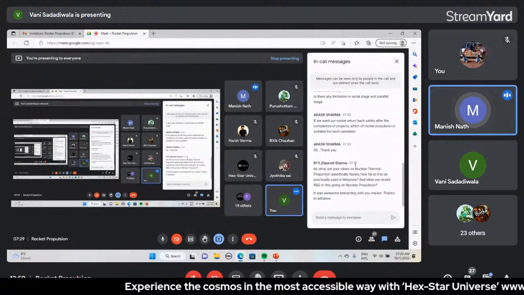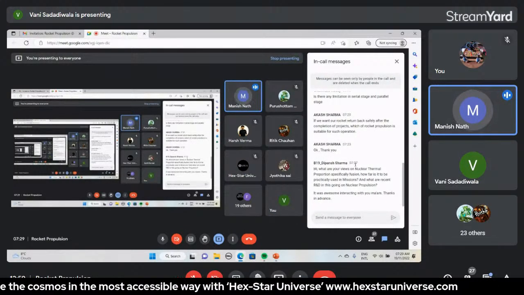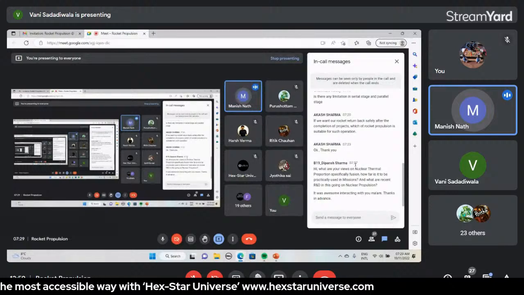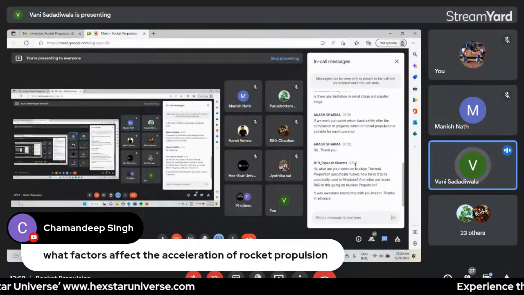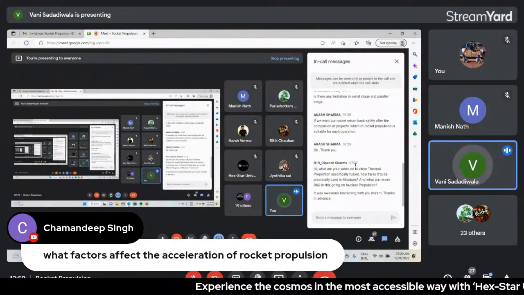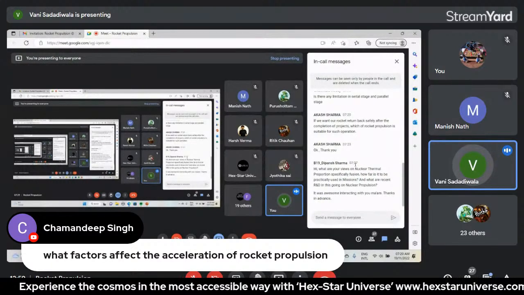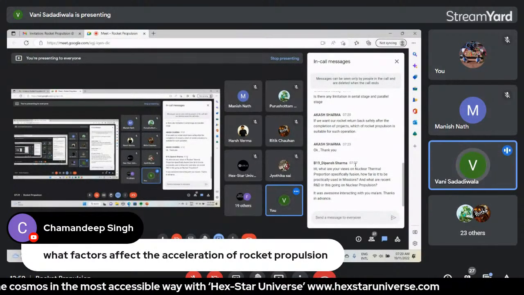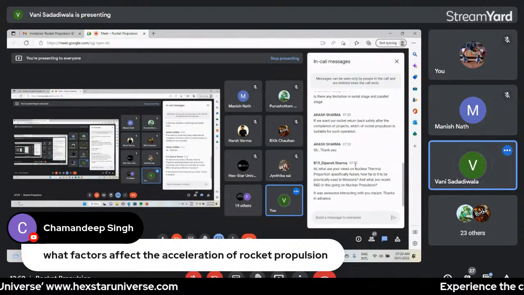Okay, so Chamandeep Singh has asked, what factors affect the acceleration of rocket propulsion? The acceleration of rocket propulsion basically deals with the amount of compression the compression chamber involves, and also the expansion of the mixture of fuel and air in the combustion chamber. So it is a combination of both the compression and combustion chamber.